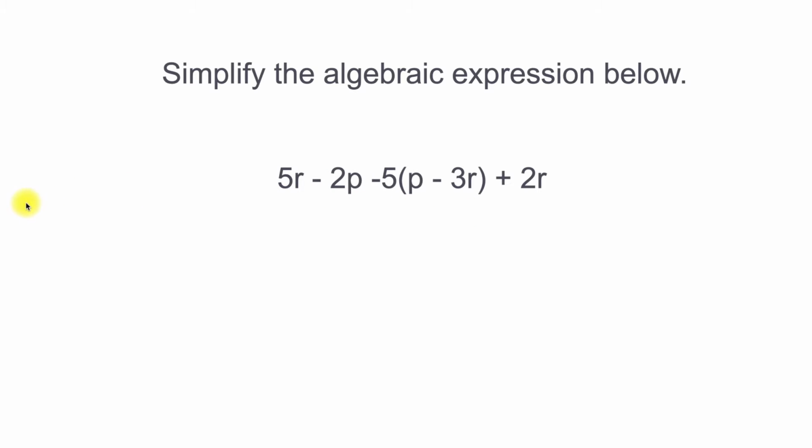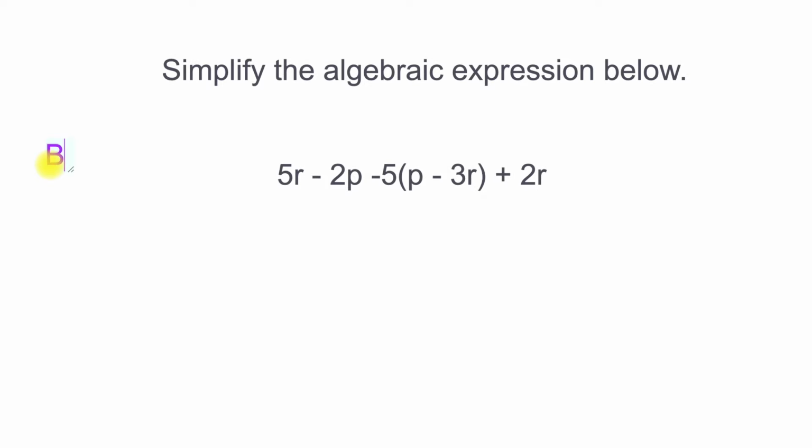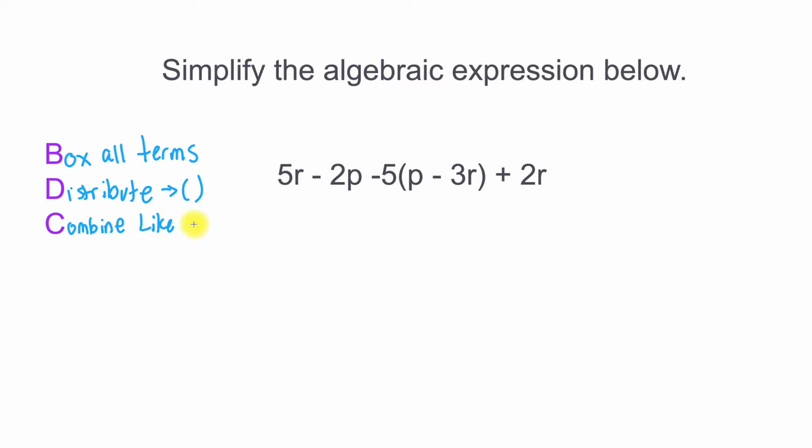Okay. There's something that we should do every single time we see a question like this, and we should follow a three-step process that I like to call BDC. The B stands for box all terms. That's the first thing we should do. The D stands for distribute if possible. Normally for distribution, you'll see a set of parentheses. That's your indicator that you may have to distribute if there's some value touching the parentheses. And C stands for combine like terms, which we'll be able to find once we finish distributing if possible.